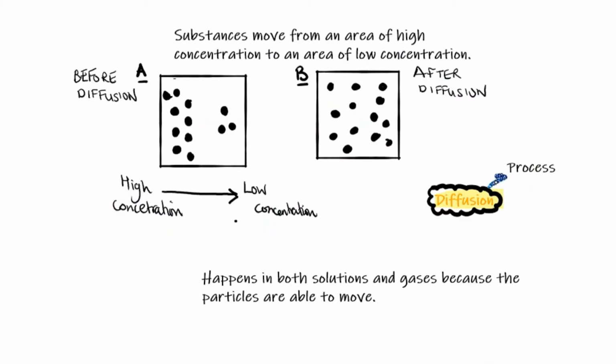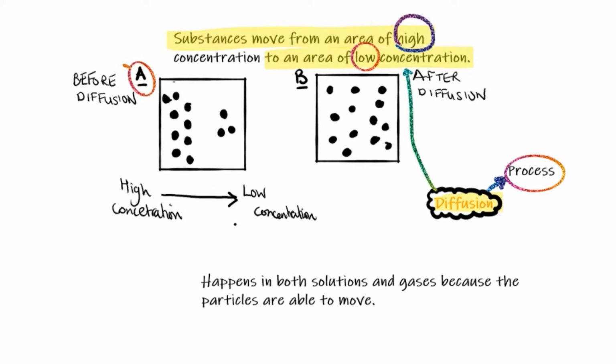Diffusion is a simple process which involves a gradual movement of particles so the particles are spread out. We can say diffusion happens when substances move from an area of high concentration to an area of low concentration.